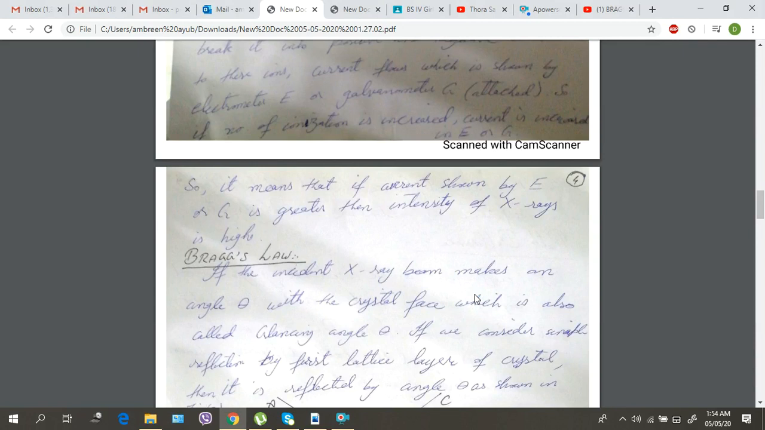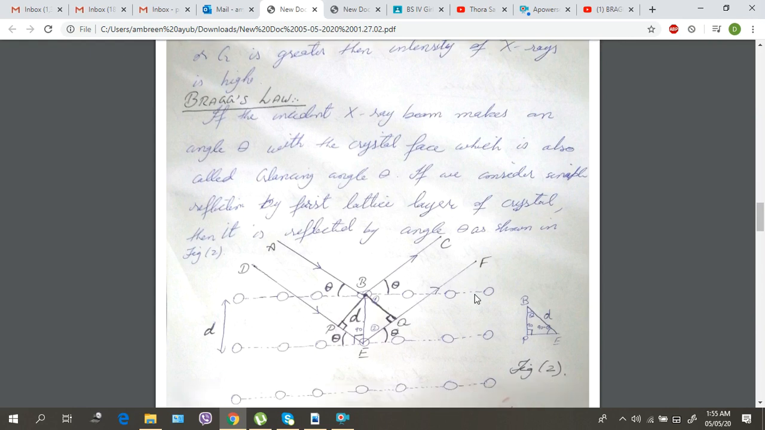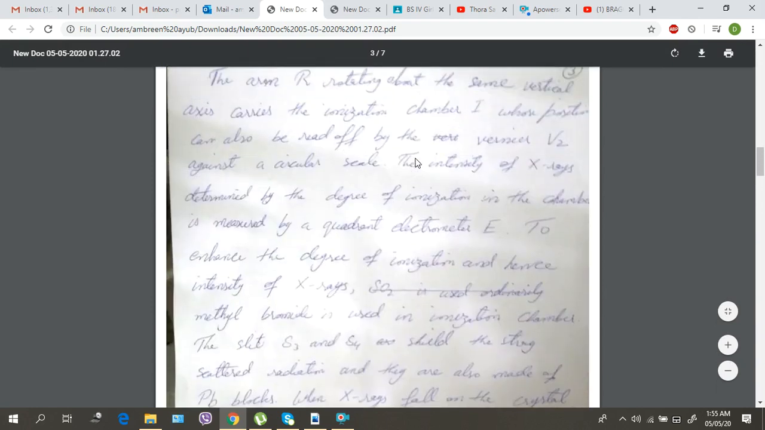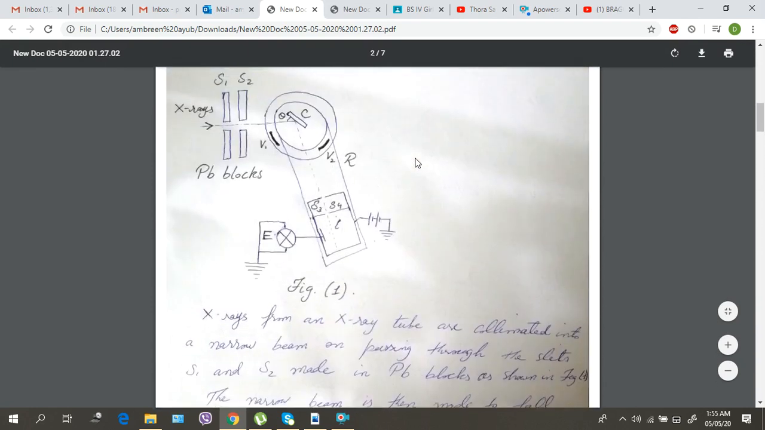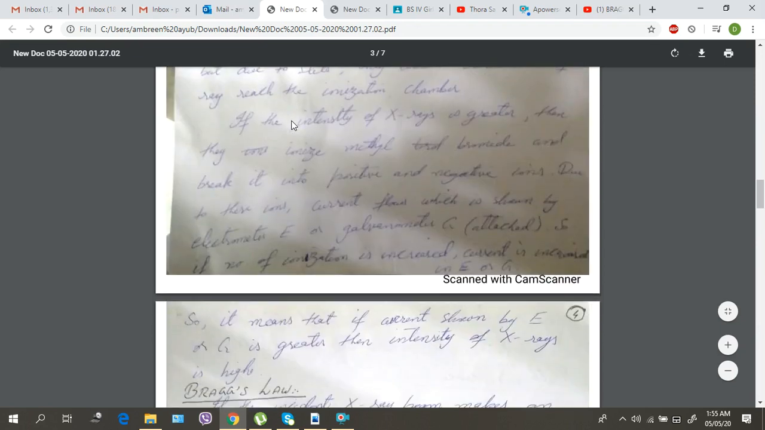Now in this lecture, lecture 19 and 21 again, this is a continuation of that lecture in which we discuss Bragg's law. Basically, if the incident X-ray beam makes an angle theta with the crystal face. In the last video, we discussed that when the X-rays fall on this crystal surface, these X-rays make an angle theta, and that angle theta is called the glancing angle theta.